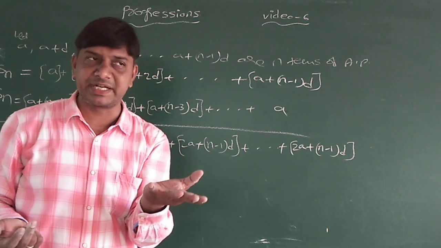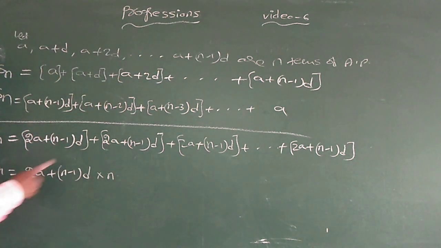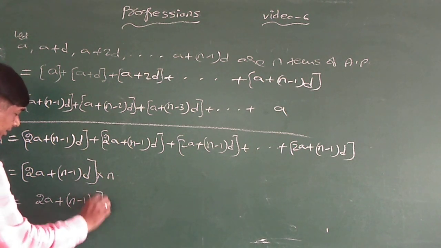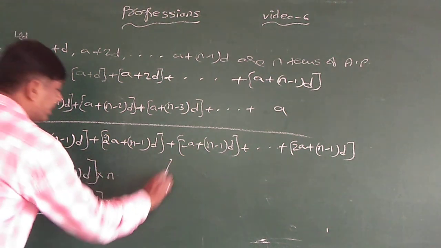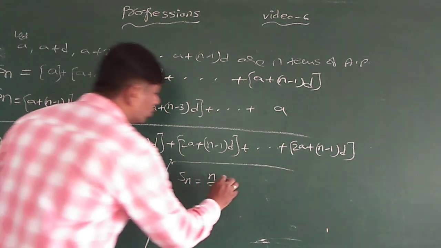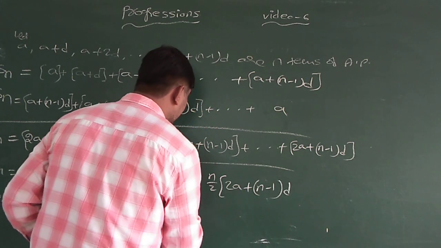So since 2a plus n minus 1 into d is added n times, it is into n. 2a plus n minus 1 into d, into n. Now send this to the other side: Sn is equal to 2a plus n minus 1 into d into n, whole by 2. If I separate that, Sn is equal to n by 2 into 2a plus n minus 1 into d. This is your sum of n terms formula.